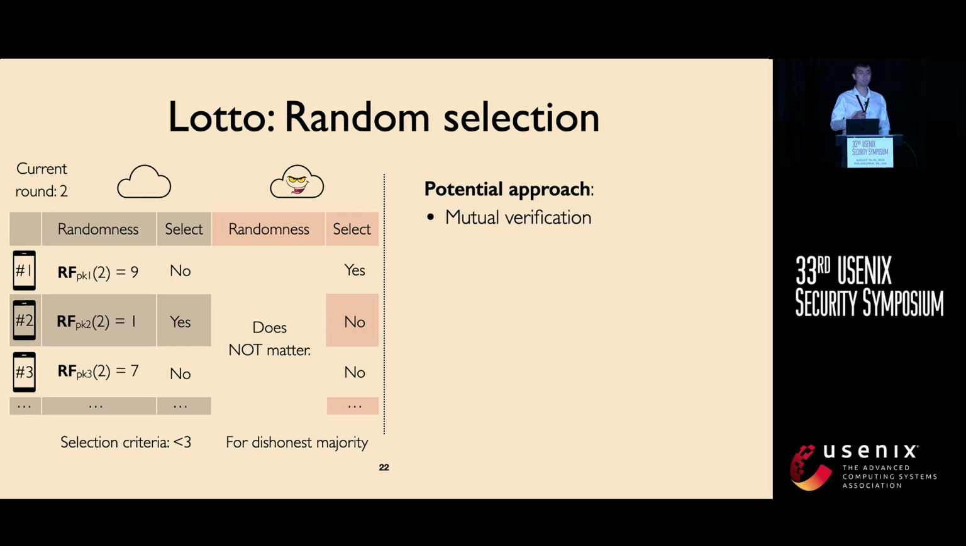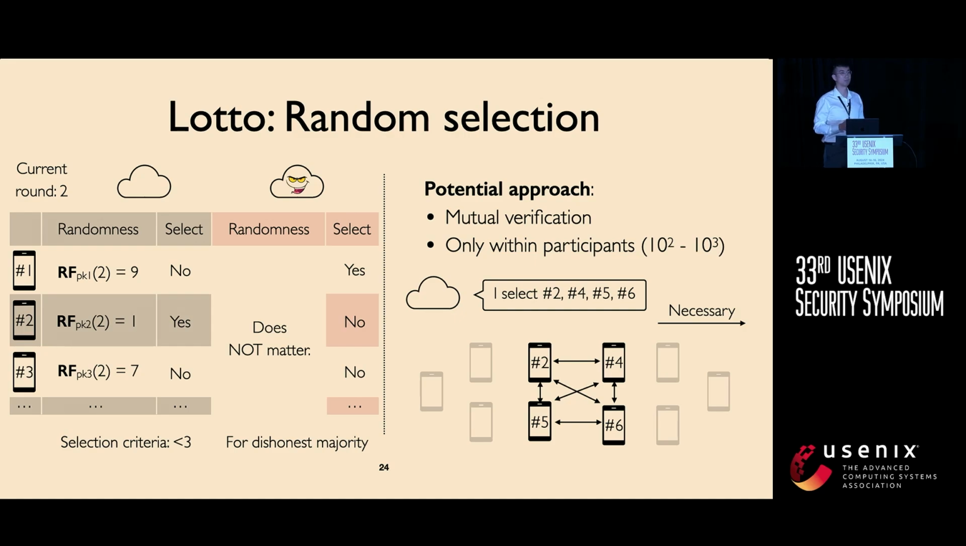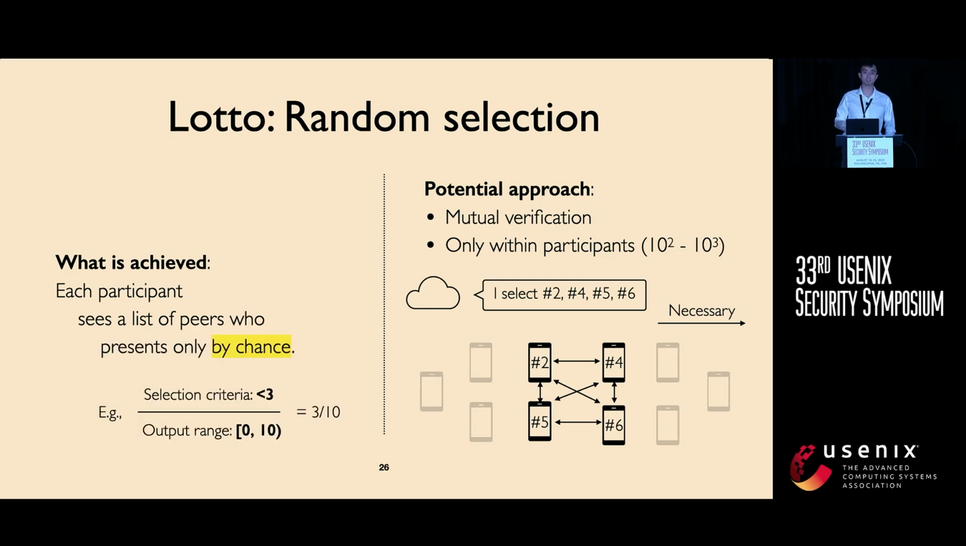So a natural defense for this process is to have clients in the loop. Given a client that is claimed to join, other participants should be able to verify whether its associated random number falls within the predefined range or not. The cost of doing so will not be too high, because this only takes place among those participants, whose scale will not be too large, like tens to hundreds. And this already gives us a very nice property: whoever a participant sees was not selected by manipulation, but only by chance that is determined by the predefined selection range.